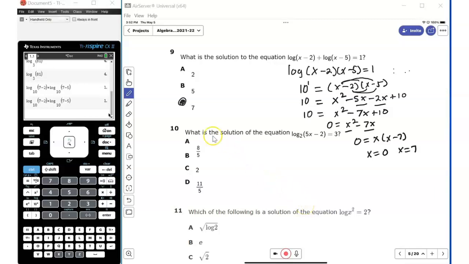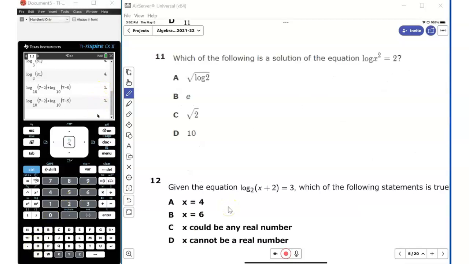If you look on the screen here, we have log base 10 of 7 minus 2 plus log base 10 of 7 minus 5. And we want it to equal 1, and it does equal 1, so the answer does check.